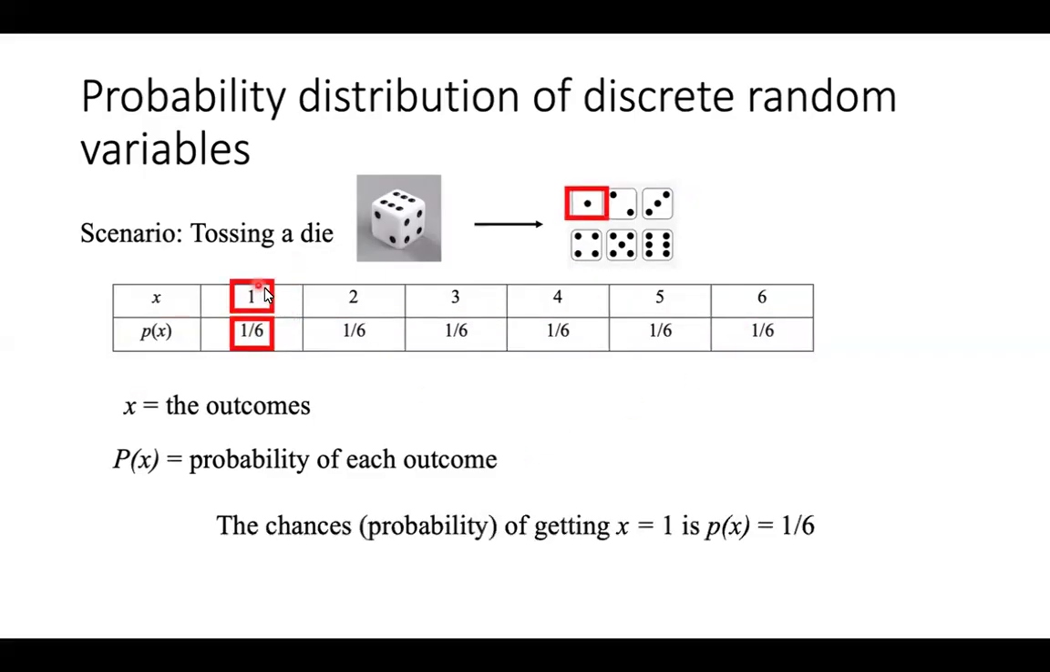If we were to look at it vertically, you can see that the chance or the probability of getting a 1 here would be 1 over 6. That's how you interpret it.